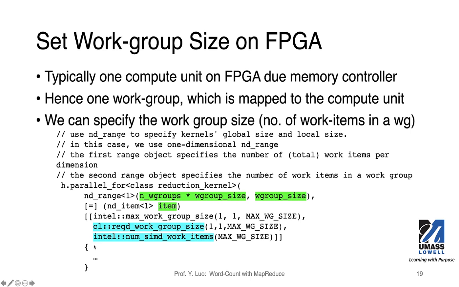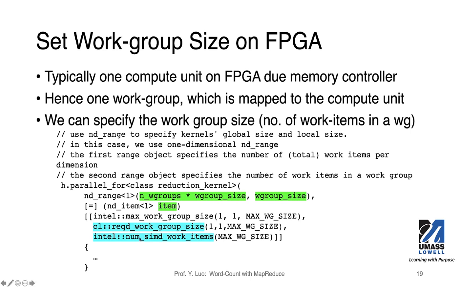And before we define the actual operations in the lambda function, we use 2 macro definitions to specify the work group size. One is the required work group size, which takes 3 arguments, and these represent the 3 dimensions. Since we only use 1 dimension, we only need to specify the very last one. That's the first dimension, which is the max work group size. And this could be a constant number that you define earlier in your program, could be 16 or 32, etc.